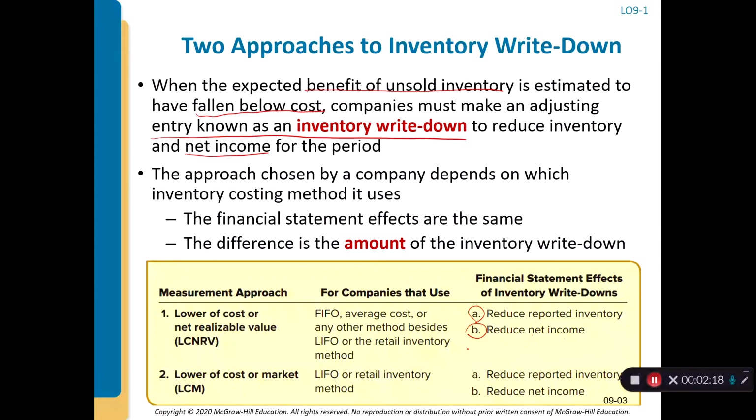The only difference is that the companies eligible for LCNRV are companies using FIFO, average cost, or any other methods except LIFO and the retail inventory method. The companies eligible for the LCM method are only those applying the LIFO method or the retail inventory method.